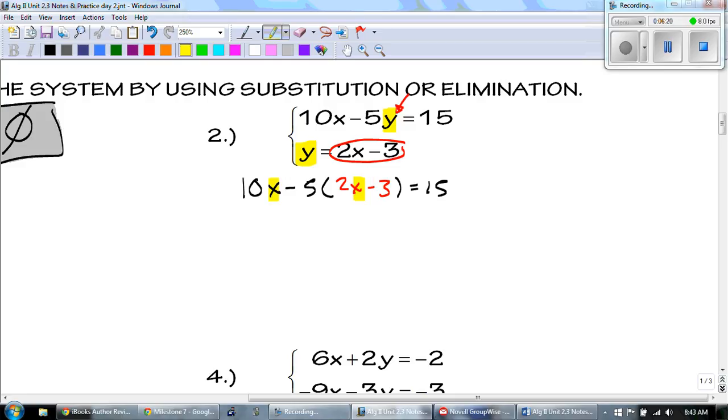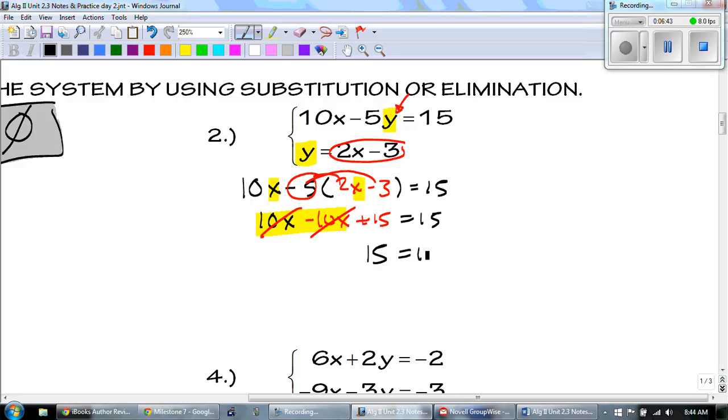Just remember, we need to do the check to make sure we have the same variable. And now I'm going to distribute the negative 5. So negative 5 times 2 is negative 10x. Negative 5 times negative 3 is positive 15. Go ahead and combine your like terms, and 10x minus 10x, they cancel. And we're left with 15 equals 15, which is a true statement. So my final answer is infinite solutions.